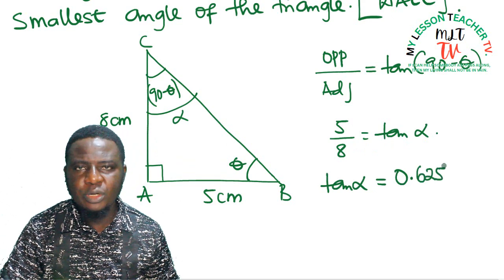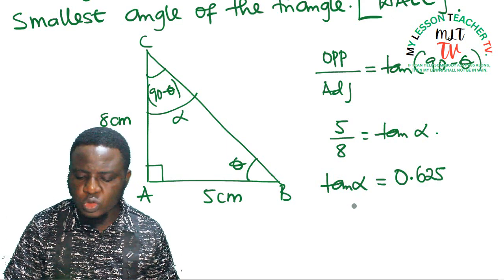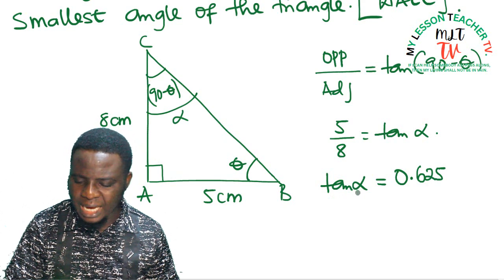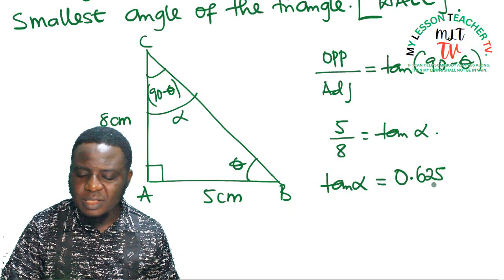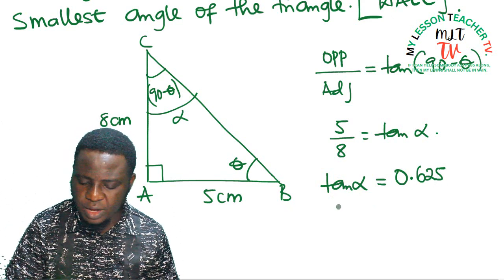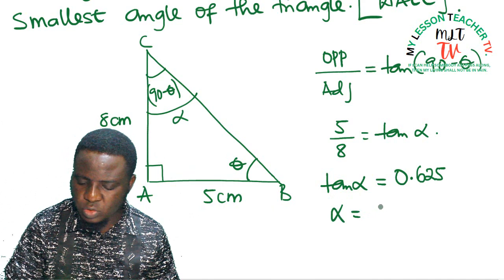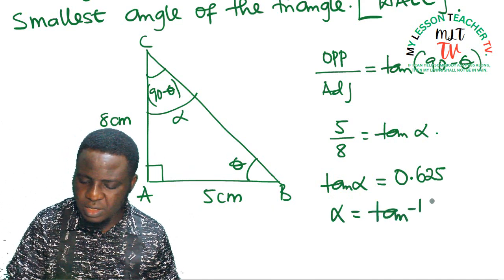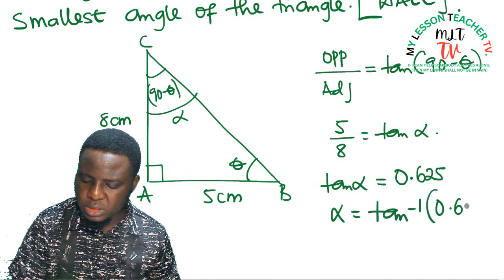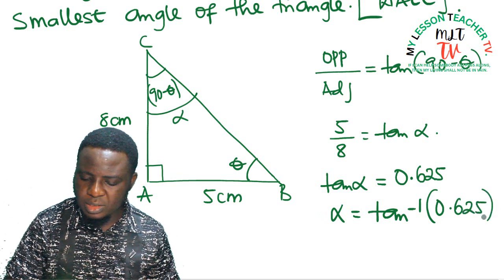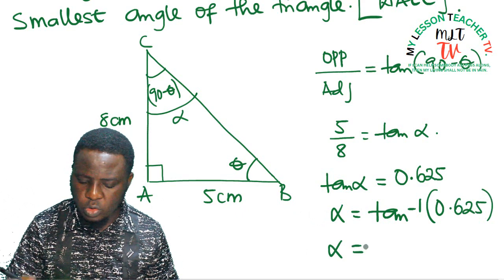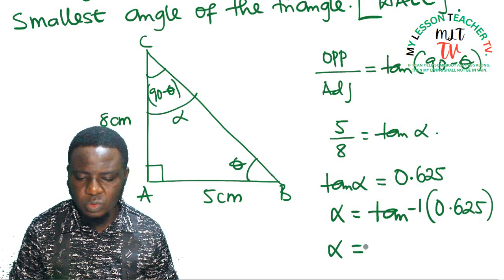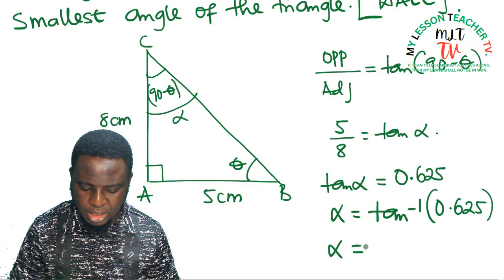which is 0.625. Now, in order to get alpha, go to your tan table and identify the angle whose tangent is 0.625. That is your angle alpha. So alpha is the tan inverse of 0.625. You can directly punch this on your calculator to get your value of alpha, or you can use your trigonometrical table. So let's go to our trig table.